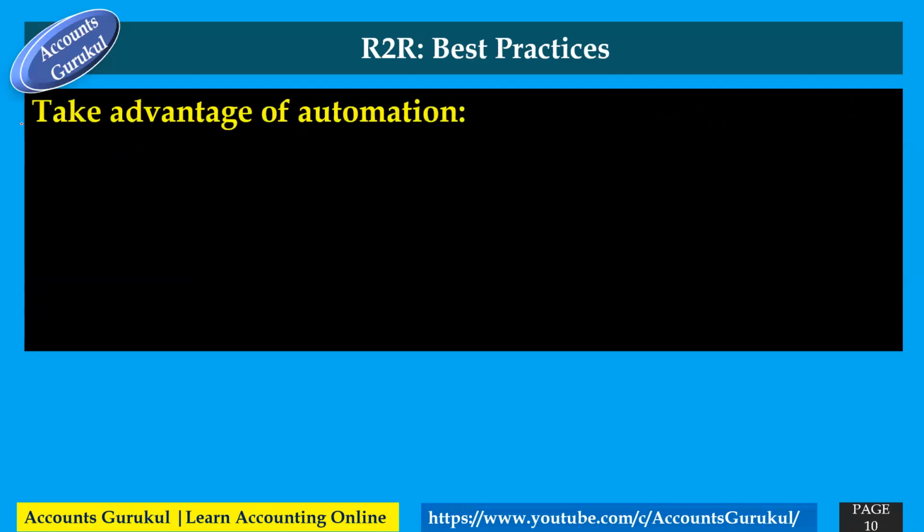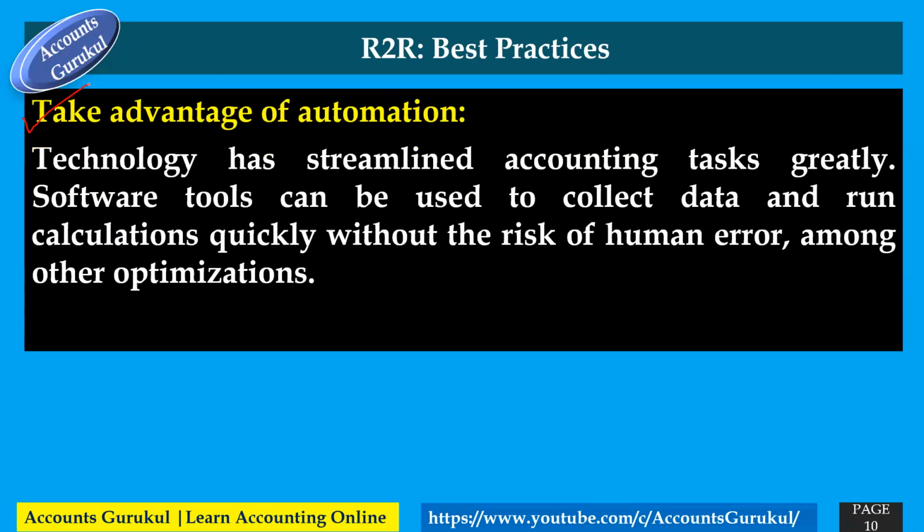Take advantage of automations. So wherever we have the automations, we have to get the benefit of that. Technology has streamlined accounting tasks greatly. Software tools can be used to collect data and run calculations quickly without the risk of human error, among other optimizations. So wherever the automations are there, we have to think about that automation, so we get the benefit for smooth reporting or smooth month-end close.